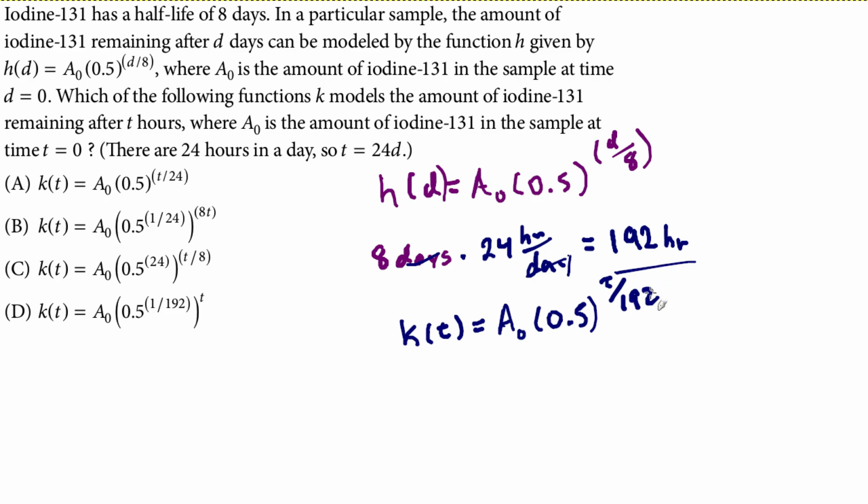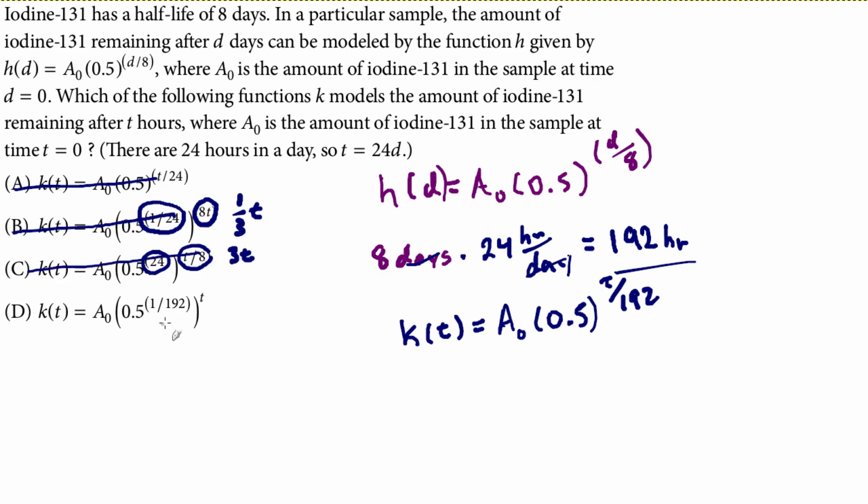Now, if we go through here, we can say, okay, this one is not equivalent. This one, if I use power over power, 8t times 1 over 24 is actually 1 over 3t. So that doesn't help me. That's wrong. In here, flip-flop it. So 24 times t over 8 gives me 3t. Still not the right answer.